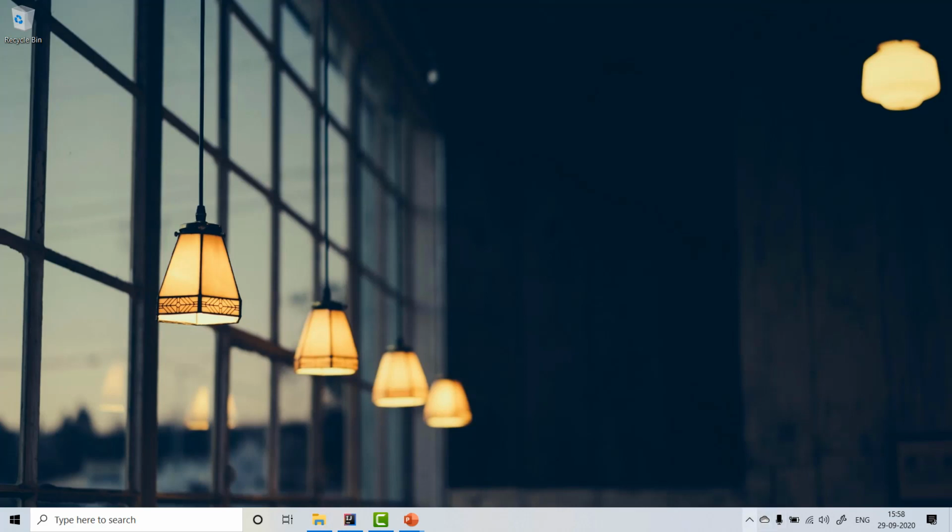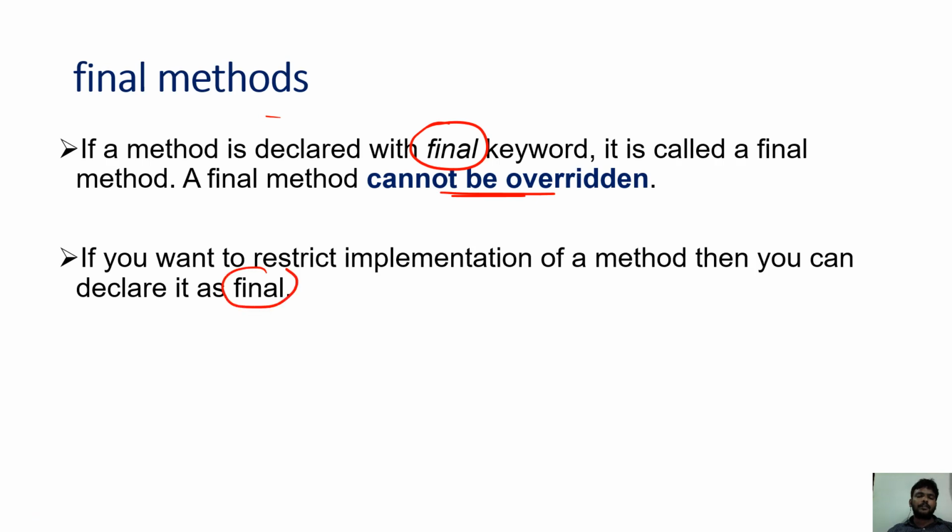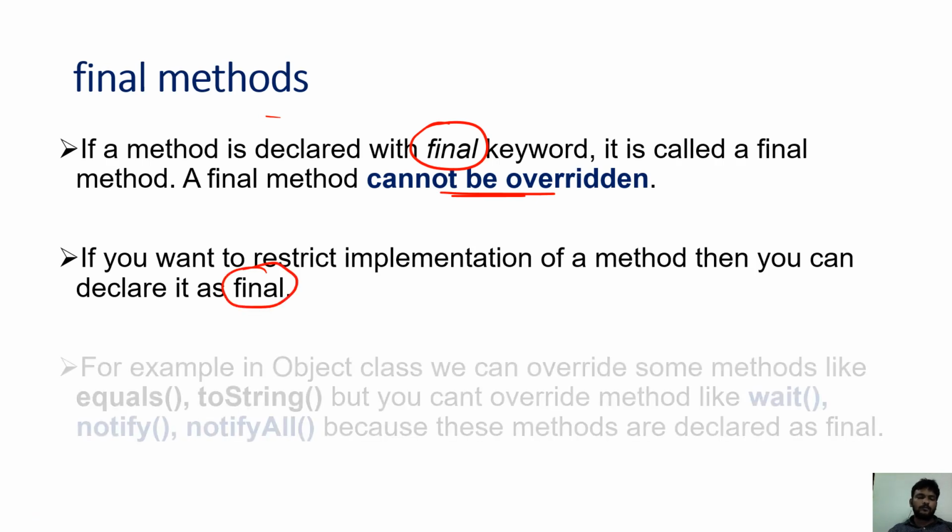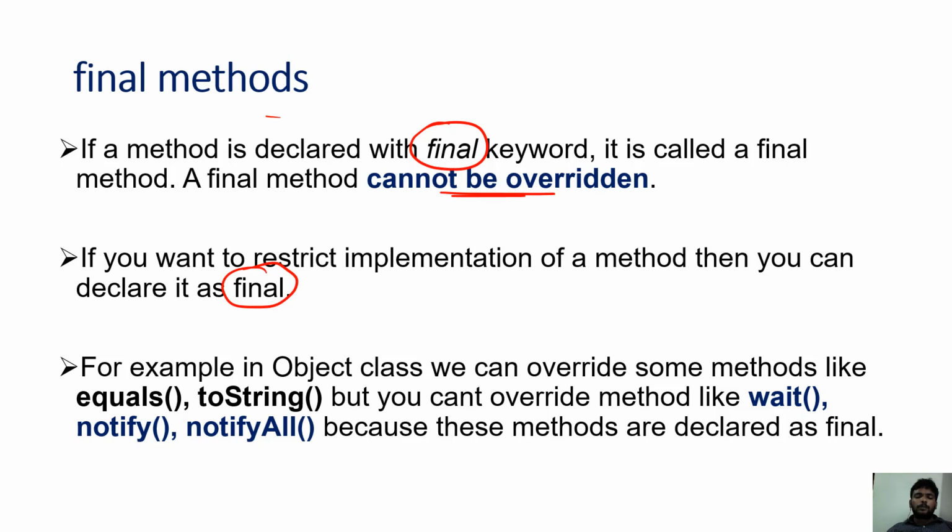If you want to restrict the implementation of a method, then you can declare it as final. Sometimes you need to restrict your method implementation. In that case, you have to declare your method as final. For example, suppose you take the Object class. We can override some methods like the equals method and toString method, but you can't override methods like wait, notify, and notifyAll. The first two methods you can override, the next three you cannot override.